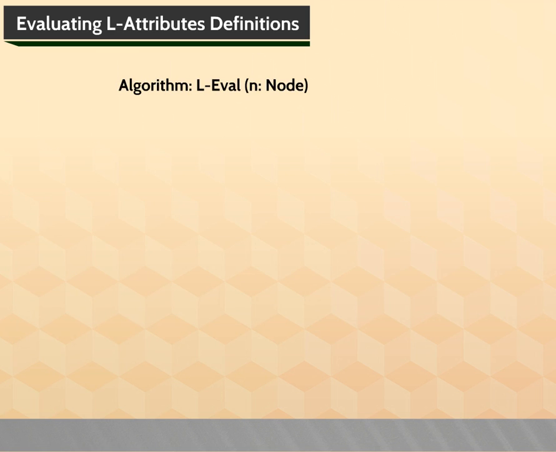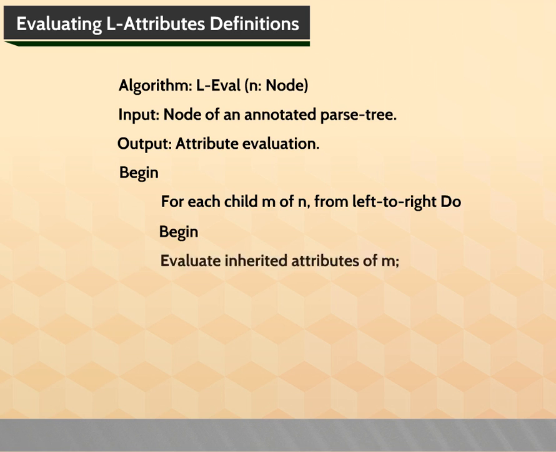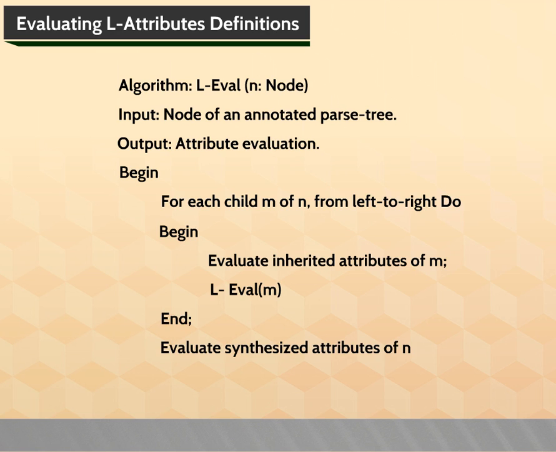Algorithm L-eval(N: node). Input: node of an annotated parse tree. Output: attribute evaluation. Begin. For each child M of N from left to right, begin: evaluate inherited attributes of M; L-eval(M). End. Evaluate synthesized attributes of N. End.